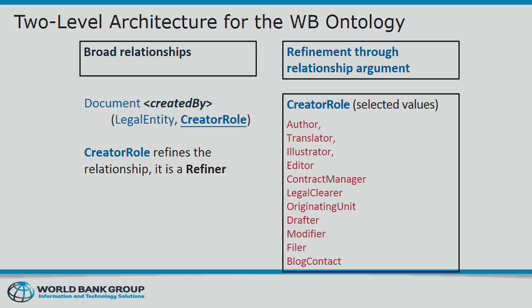So the alternative is to either do 50 relationship types, or do one broad relationship type and then have these refiners that make it more specific and that are more easily added. Because actually this is a piece of reference data: the roles a legal entity can have in producing a document. And it's much easier to put a new value in there than to add a whole new relationship type to the database. So this is the basis for a harmonized data model in XML, which Tyler will talk about momentarily.